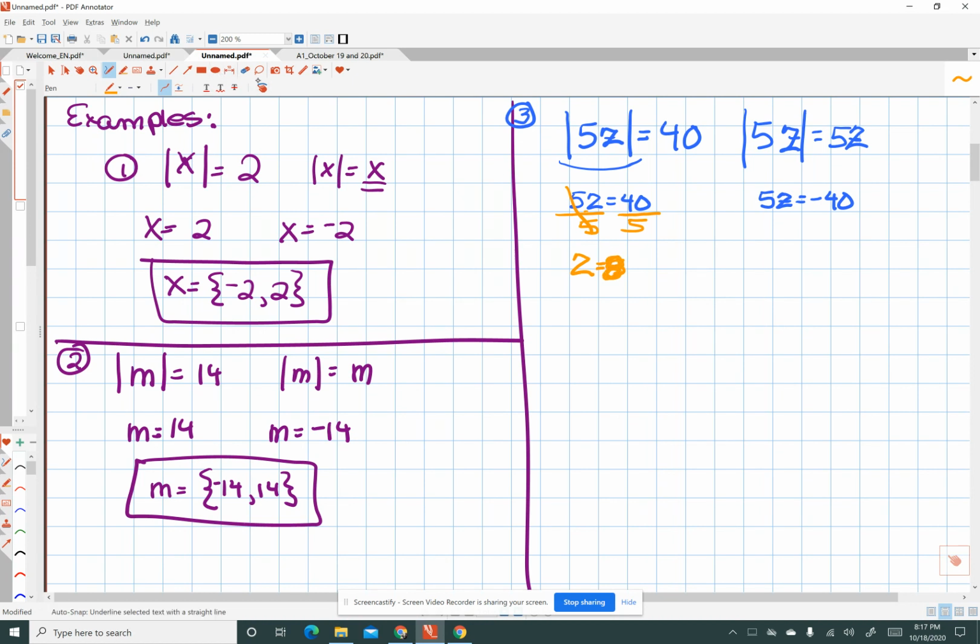I didn't do such a good job. Let me rewrite that so it's easier. z equals 8. And z equals negative 8. As a solution set, z equals the set of all numbers such that z equals negative 8 and 8.